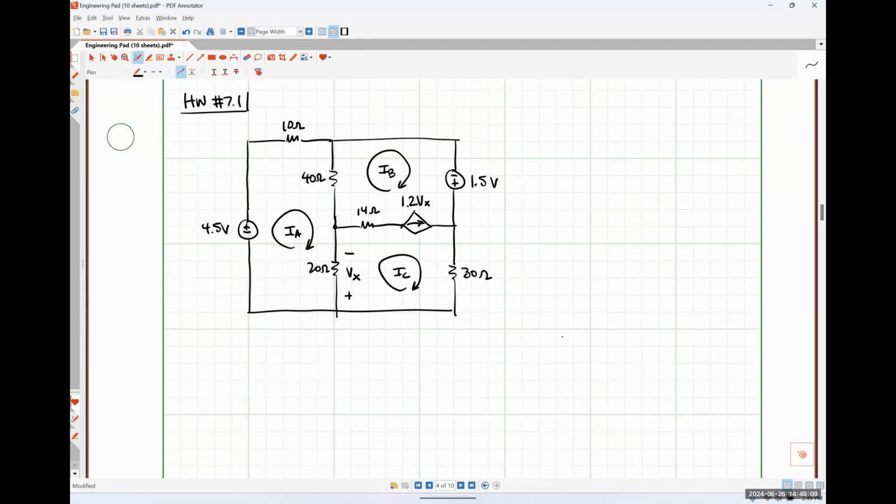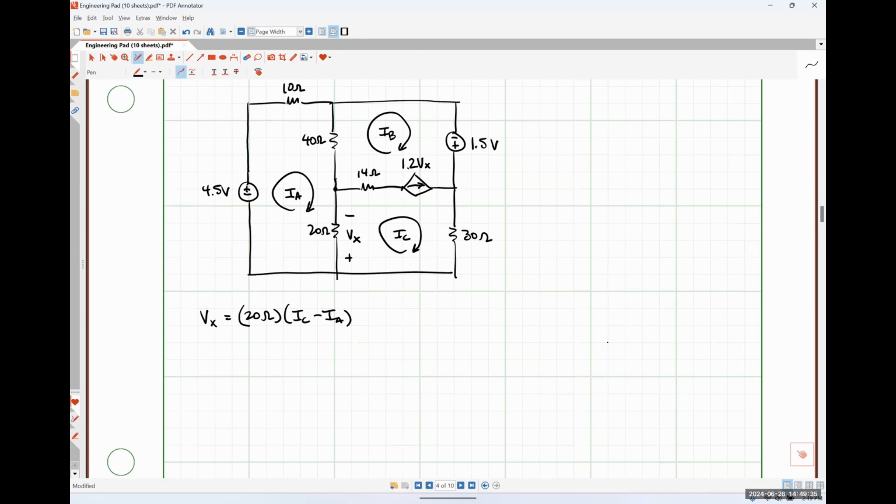I have a controlling variable since I have a dependent source. So our equation for that is going to be Vx is equal to 20 ohms times IC minus IA. And by the way, if anybody has any questions about any of this, please stop me and I'll be happy to explain things. We have a current source, so I'm going to have a current relationship equation. That's going to look like 1.2 Vx is equal to IC minus IB.